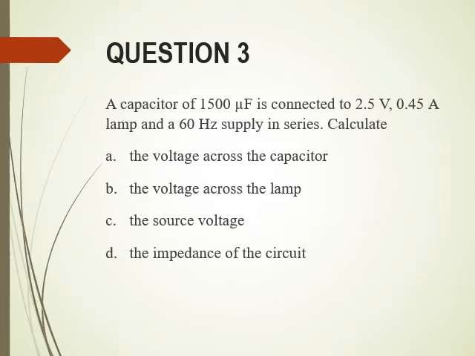Question 3. A capacitor of 1500 microfarad is connected to a 2.5 volt, 0.45 ampere lamp and a 60 Hz power supply in series. Calculate A, the voltage across the capacitor. B, the voltage across the lamp. C, the source voltage. D, the impedance of the circuit.